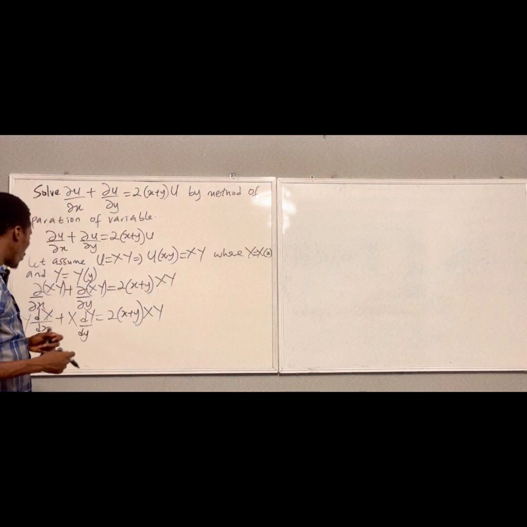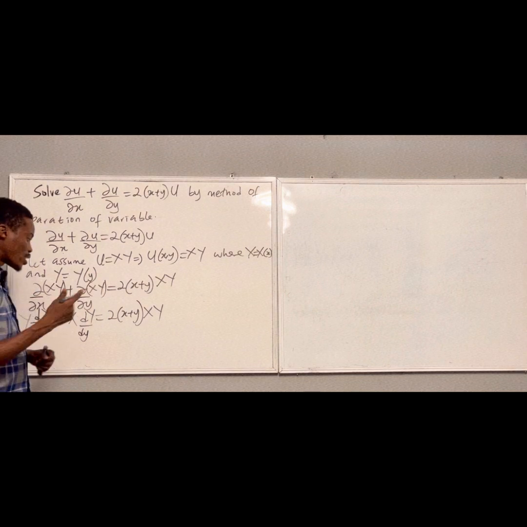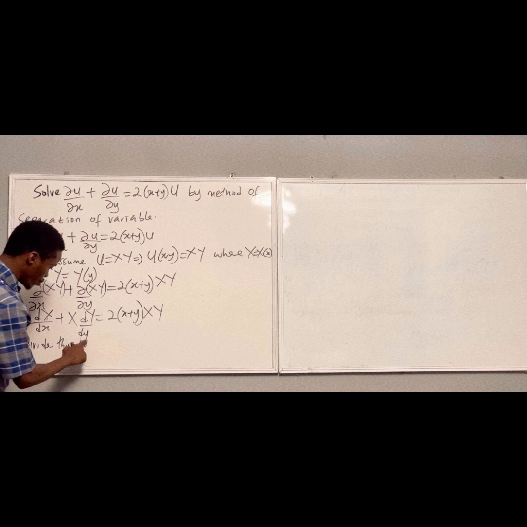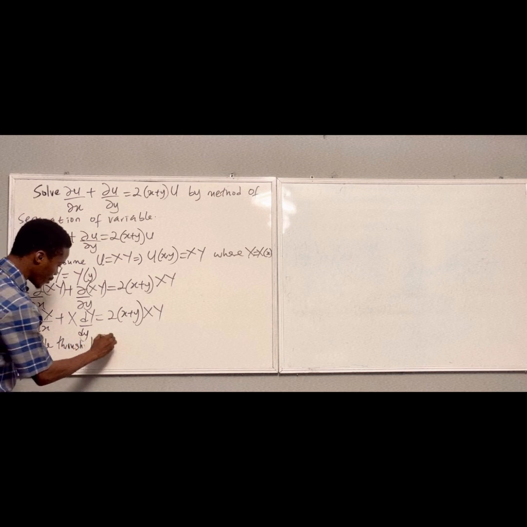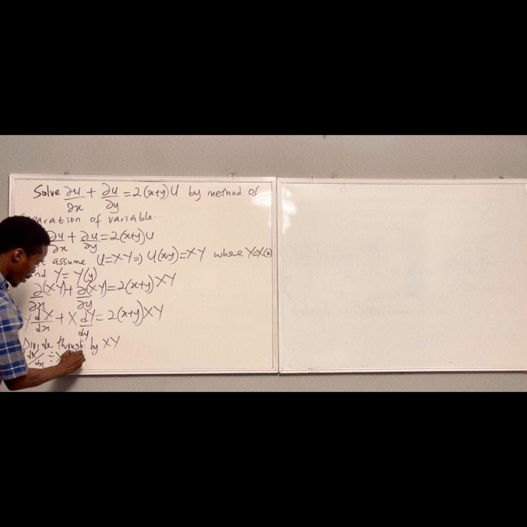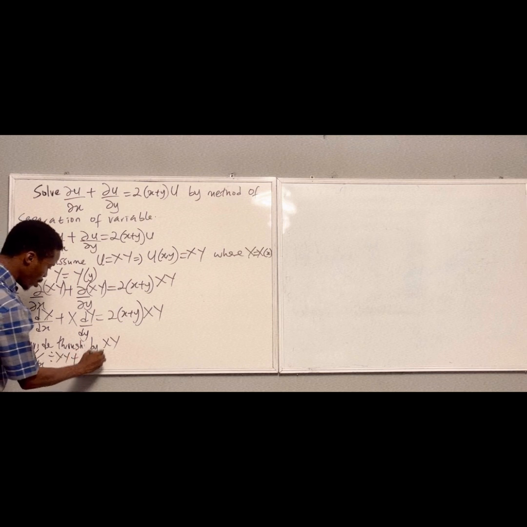So the next step is to divide through by XY. Let us divide through by XY. If I divide through by XY, I am going to have Y dX/dx divided by XY, then plus X dY/dy divided by XY.